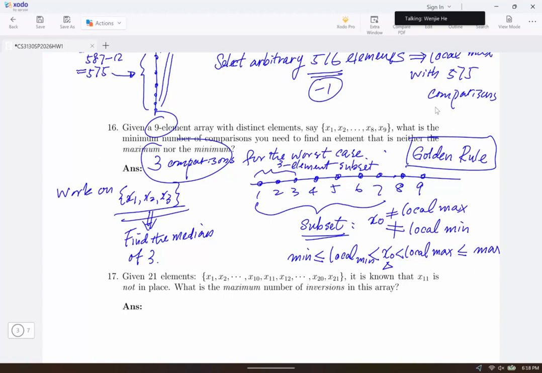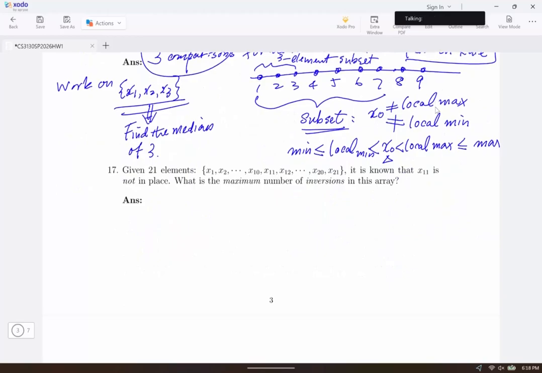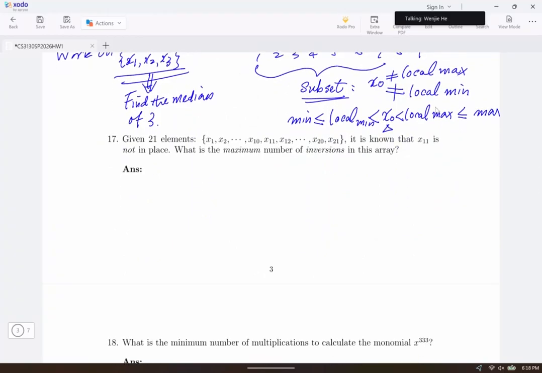Sorry, I go a little slow. I need to control the time a little bit, because I want to cover several questions that are relatively hard. Oh, number 17. I found a big problem. So that's pretty common.